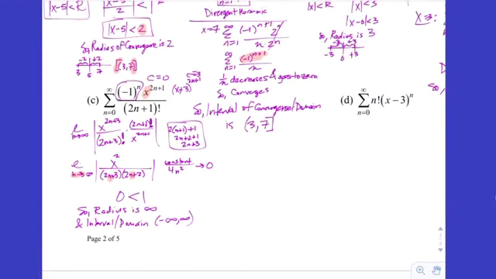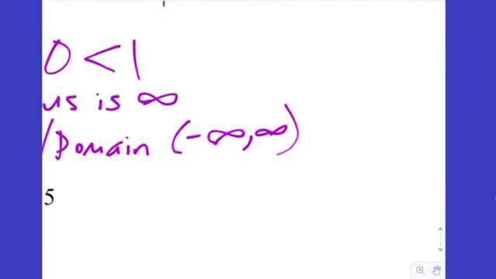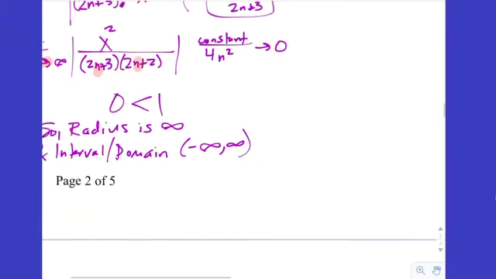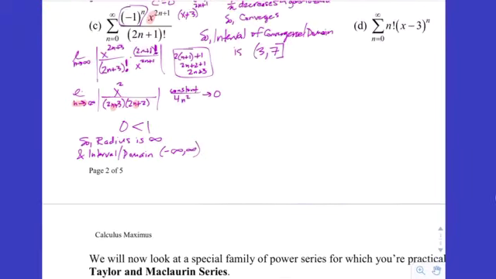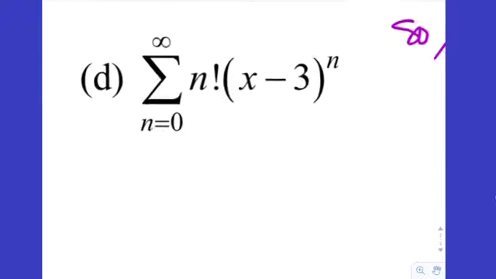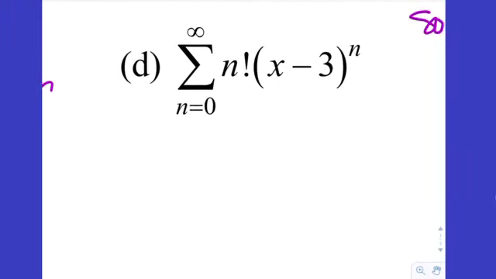All right, do we need to test endpoints on that? No, because infinity and negative infinity are not really endpoints. And if they were, it would converge there anyway, because it converges for all of them. All right, last one of this little section here.